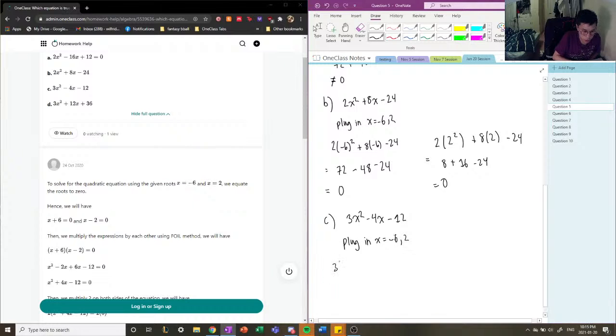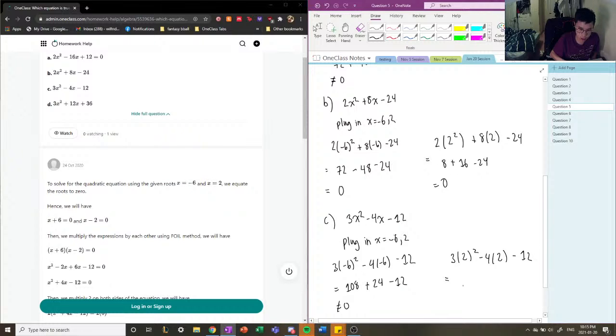So 3 times -6 squared minus 4 times -6 minus 12. Okay, and 36 times 3 is 108, I believe. And minus 24, or plus 24, minus 12. So this doesn't equal 0, obviously. Let me just check my math and make sure this is correct. 36 times 3 is 108. Yeah. Okay.